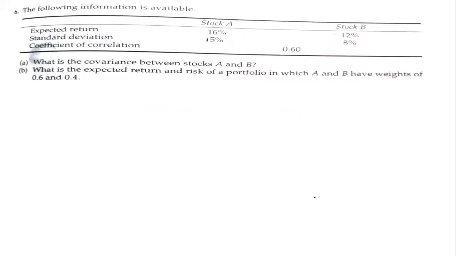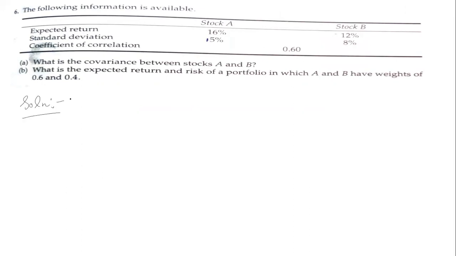Here he has given information for stock A and stock B. We have the expected return for both the stocks, the standard deviation for both the stocks, and the coefficient of correlation for both the stocks, and that is 0.60. The first question he is asking: what is the covariance between stock A and B? So it's a simple one. Solution.